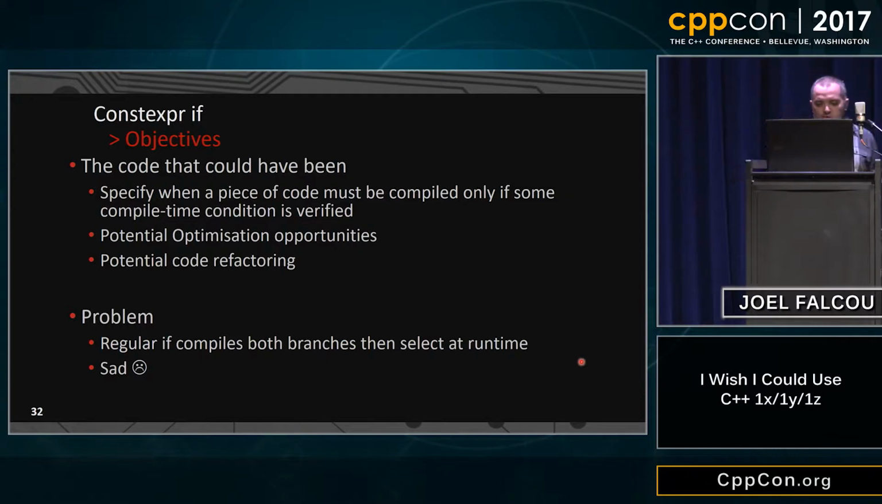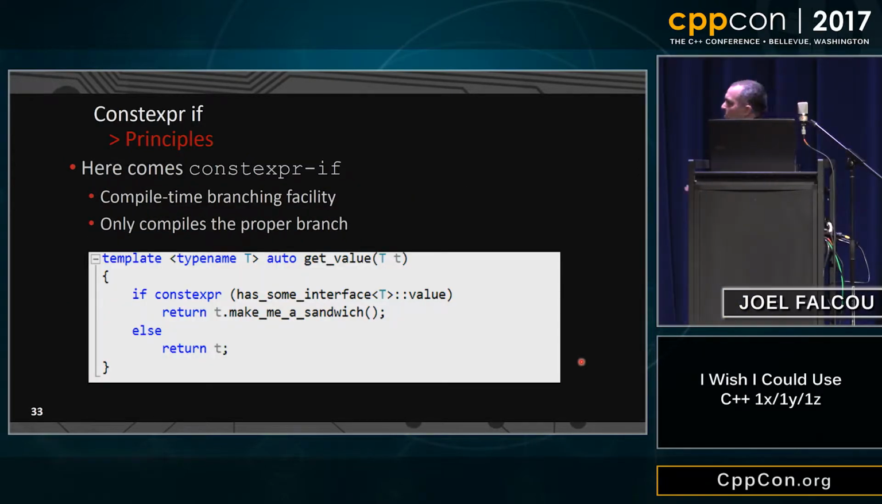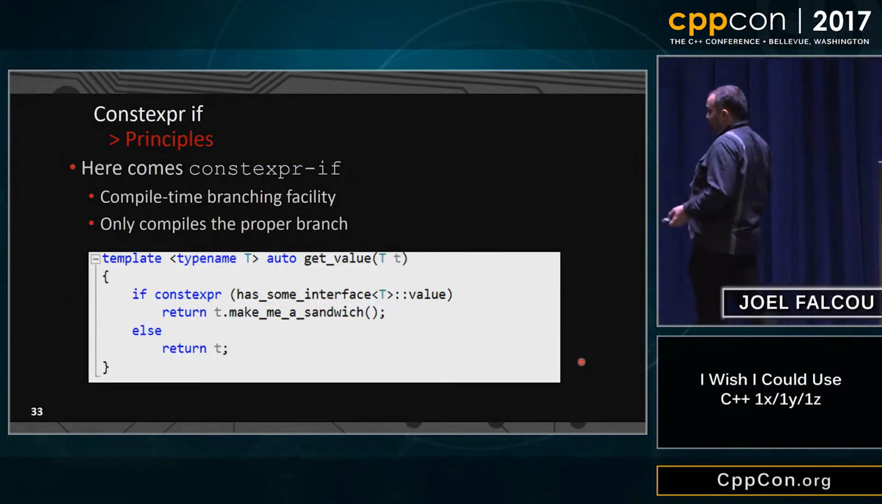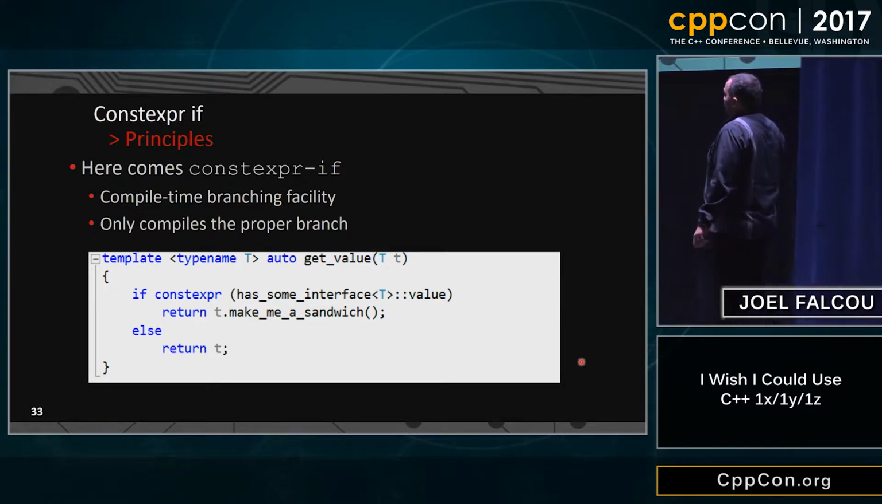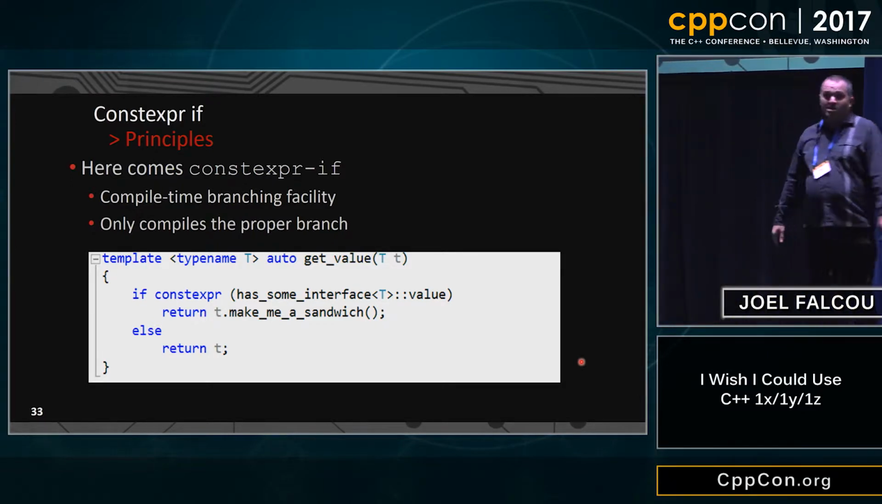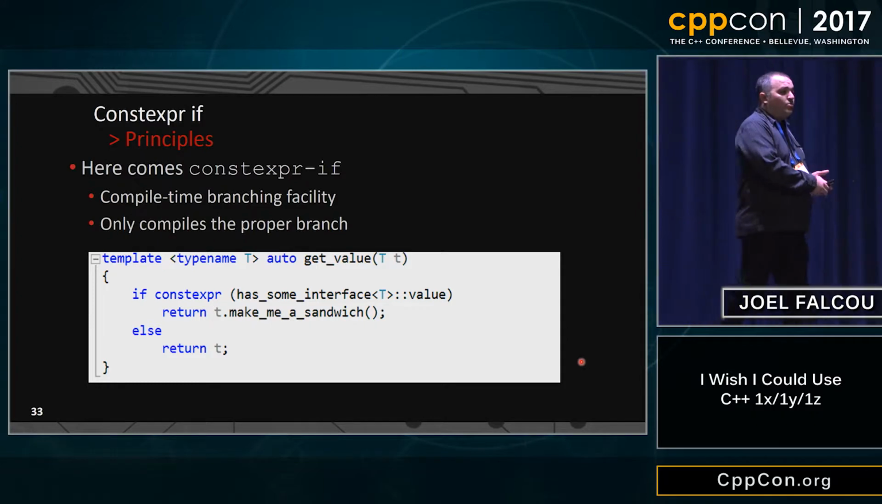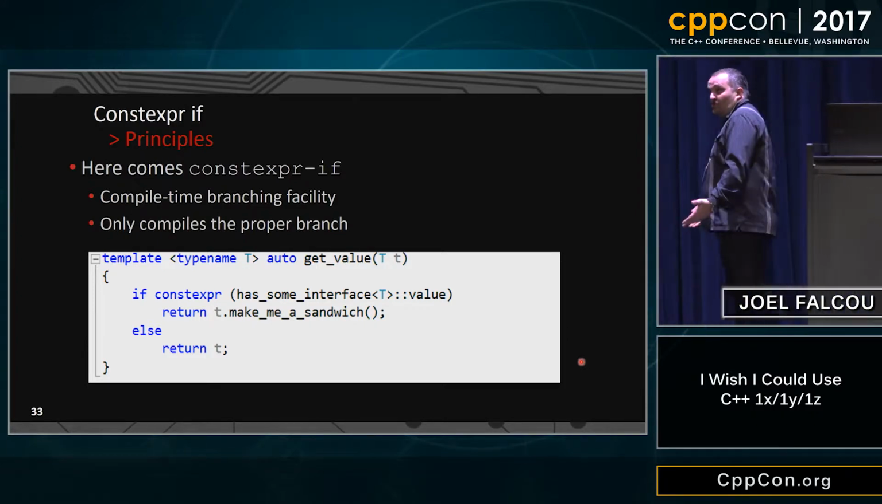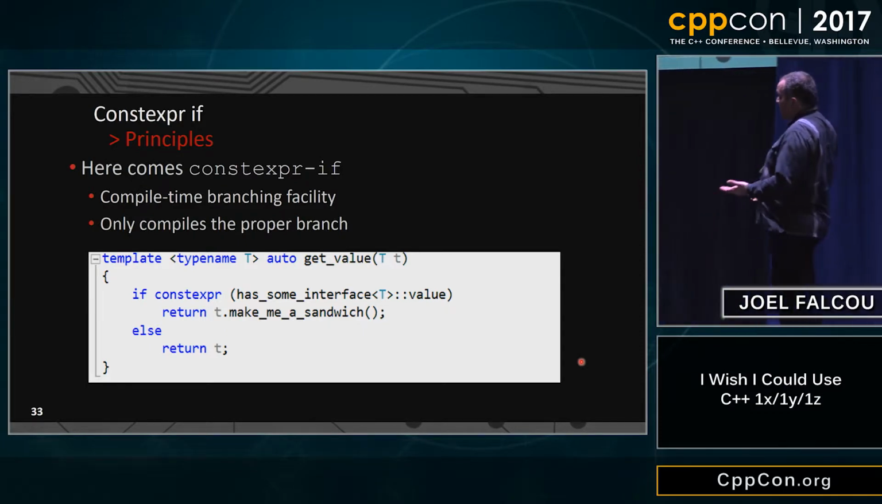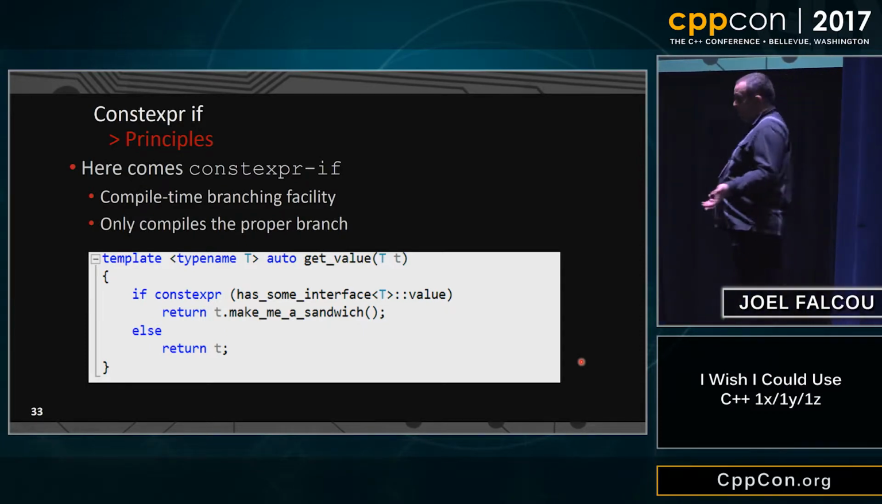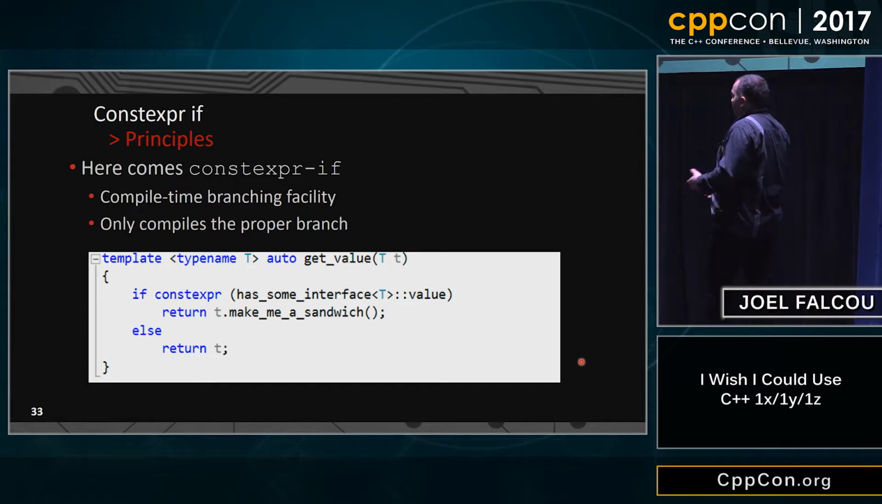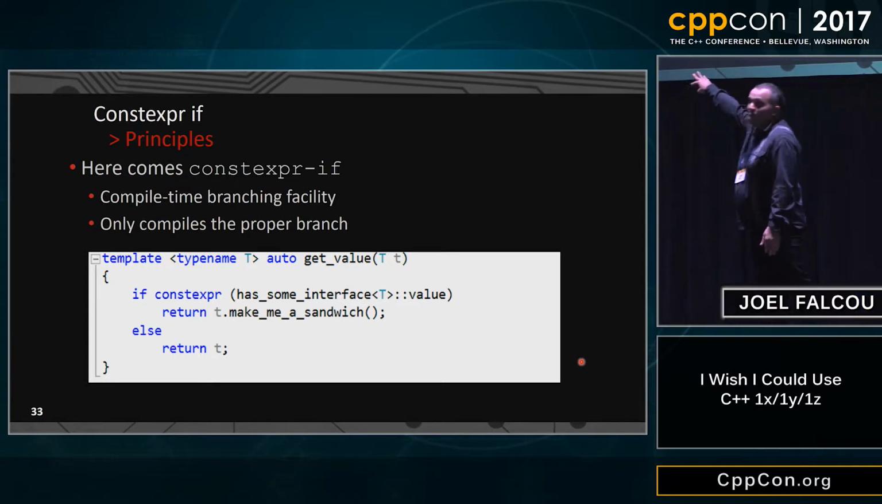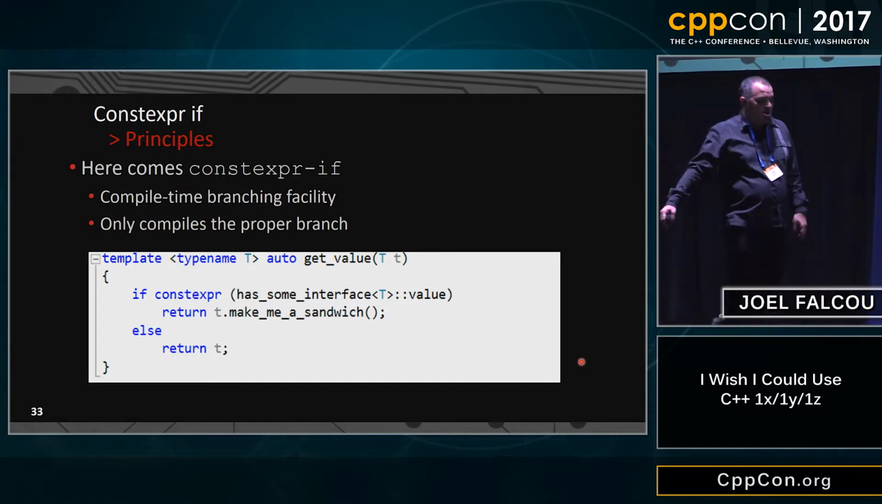So what you can do is, for example, you can have a type T coming up, and if this type supports some interface, well, then T will make you a sandwich, and if not, you just return T. Of course, if you call that with a type which has this make me a sandwich interface, it will compile the first one, and then no problem. And if you pass an int or whatever, it will only compile the second branch and call it a day.